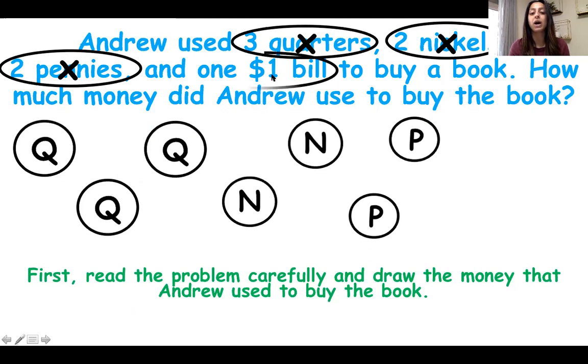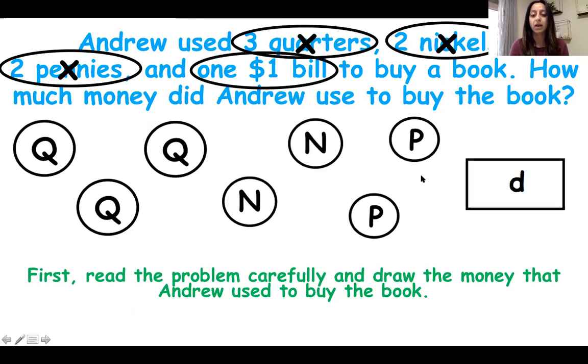Last, we have a $1 bill. Draw my dollar bill. Cross that out. Now, let's check our problem again to make sure we didn't forget anything. So first, I see 3 quarters: 1, 2, 3. Then I see 2 nickels, 1, 2. Then I see 2 pennies, 1, 2. Then I see one $1 bill.